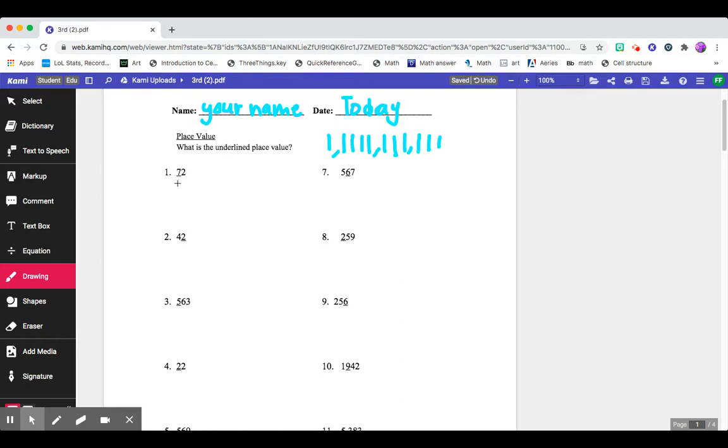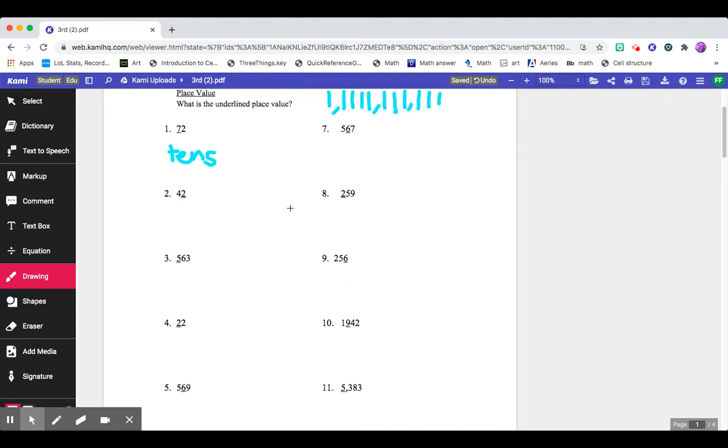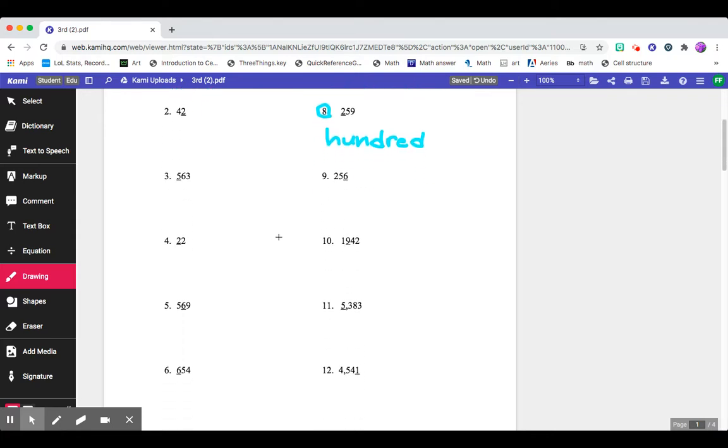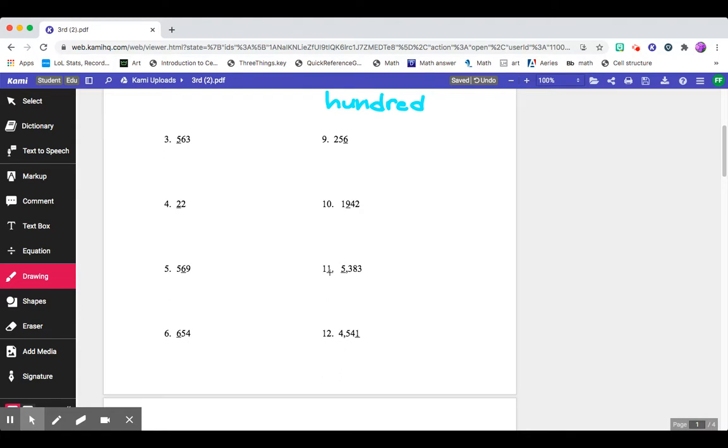So for this one, you're gonna know this is the tens place. And this is the same as number 1. And let's try number 8. This is the hundreds place. And let's try number 11. This is the thousands place.